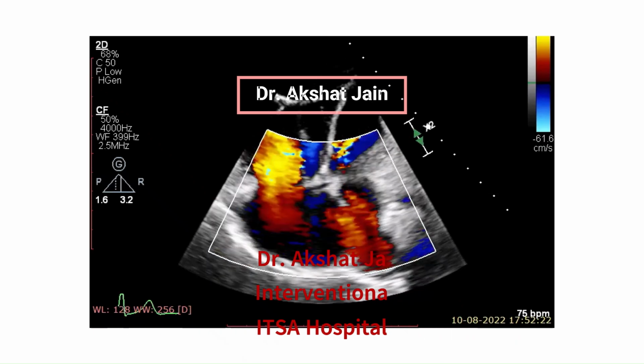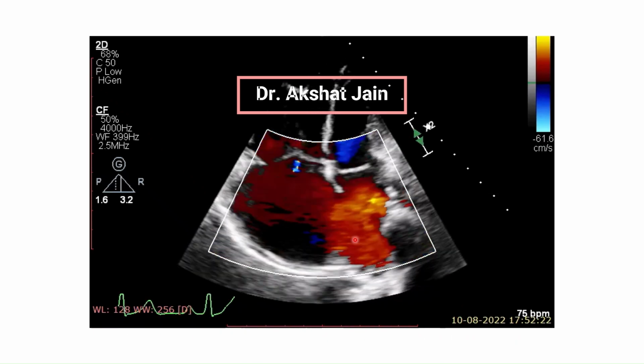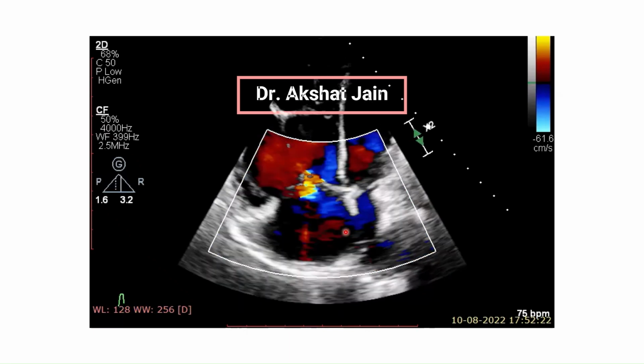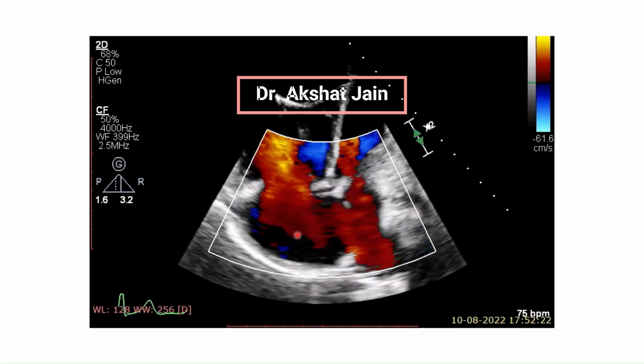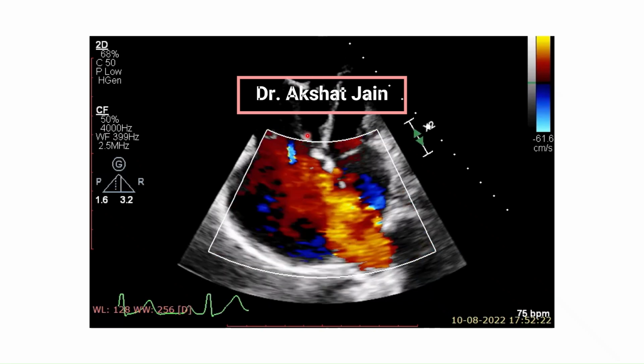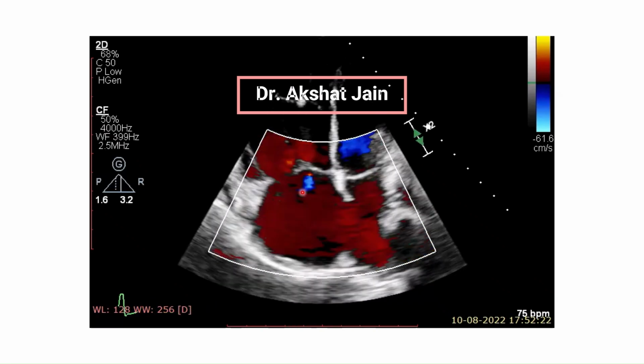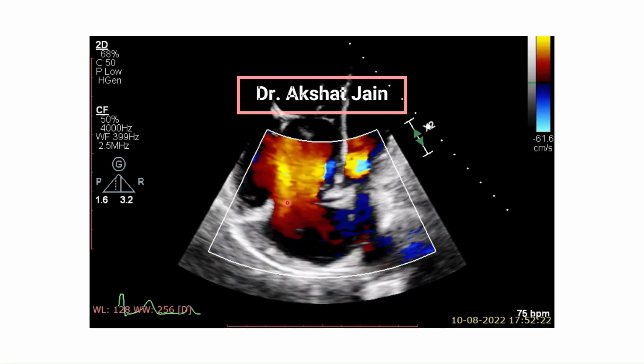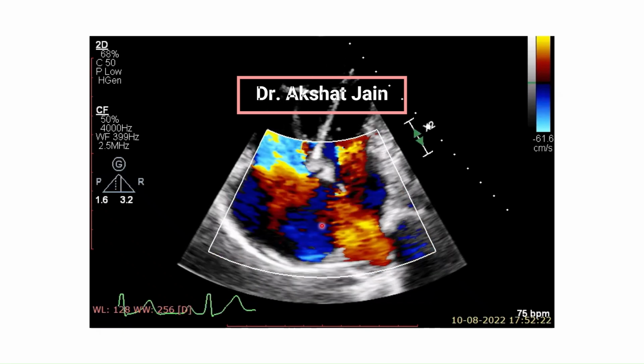So this is a case of atrial septal defect. As you can see, here is the defect in the interatrial septum, and you can see the shunt from left atrium to right atrium. There is dilatation of RA and RV, and there is also some tricuspid regurgitation due to annular dilatation. So this is a case of atrial septal defect.